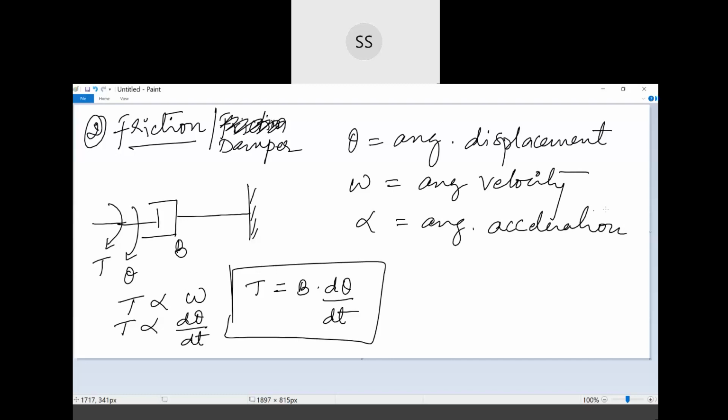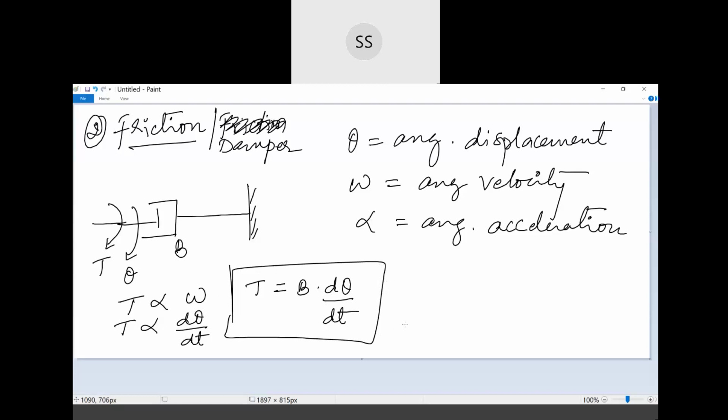Angular acceleration. That's all. So when torque is applied, whatever the moment of inertia J is there, it is going to experience some friction. That friction torque T will be proportional to angular velocity, so T is proportional to d theta by dt, or T is equal to B into d theta by dt, where B is the friction coefficient or the friction constant.